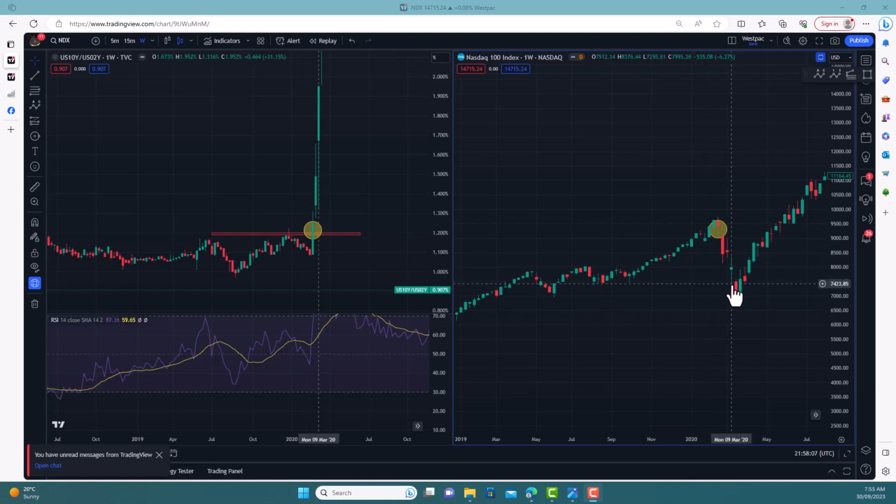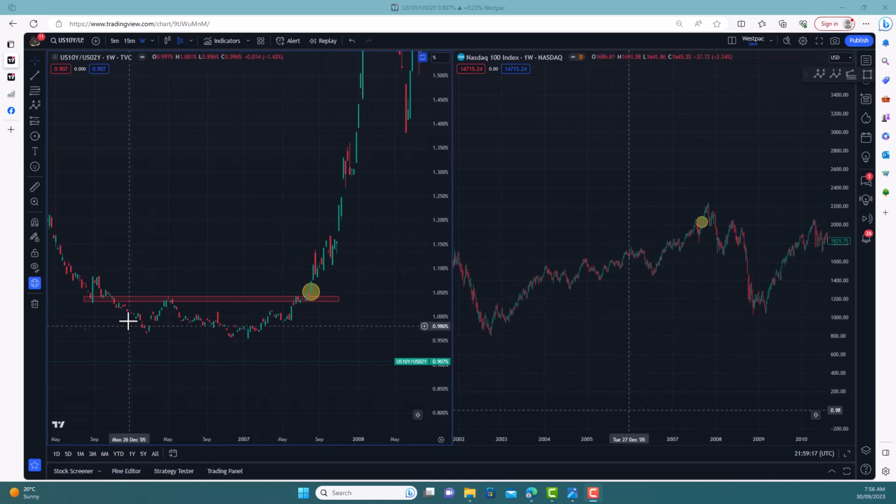Okay, one piece of evidence, not enough data. Let's get some more. Okay, next one. We had a double bottom, broke the neckline, broke out, change of character. What happened on the NASDAQ? We had one last fake rally, and then we had the massive GFC crash.